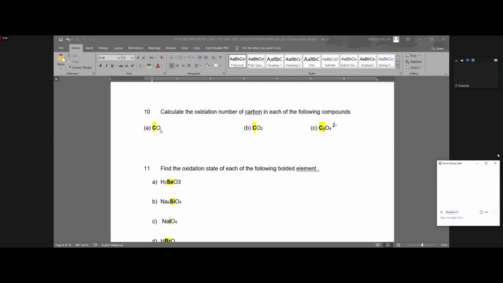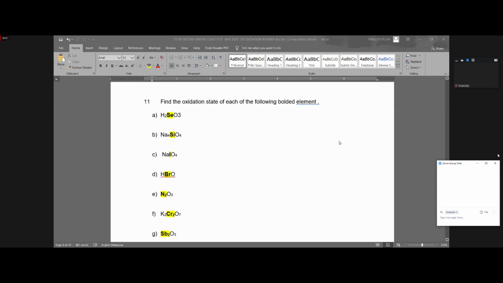This is carbon monoxide. Sean, try 10A. Plus 2. Plus 2, yes. Second one. Plus 4. Plus 4. Third one. Plus 3. Plus 3, yeah. Okay, all right. Then we finish off this one.